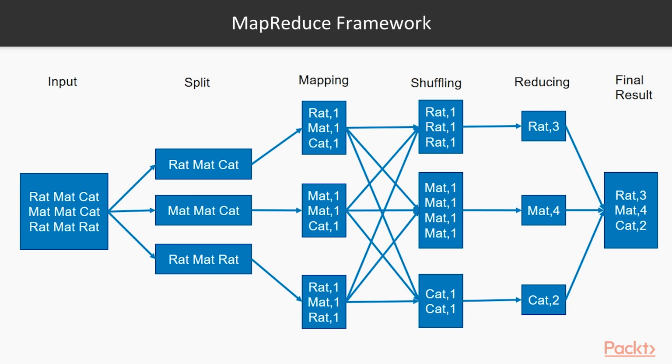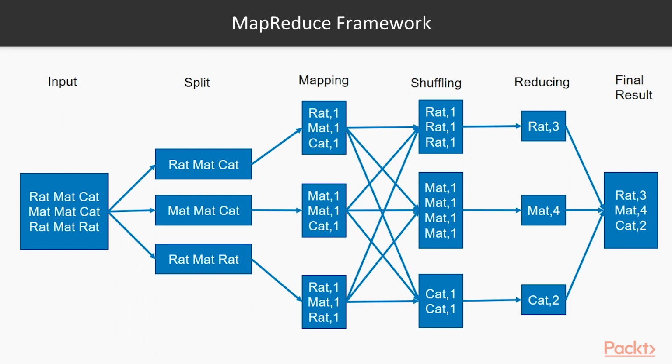Then in the split, we have divided these rows into 3 different parts, and these 3 different parts, which say rat, mat and cat, go through a phase called mapping, where you get to see something like comma 1 attached to it, right? This rat comma 1 is where the key is rat and the value is 1. And then you see that every stage in this mapping phase is connected to the next phase of shuffling and reducing, and after that it goes to the final result.